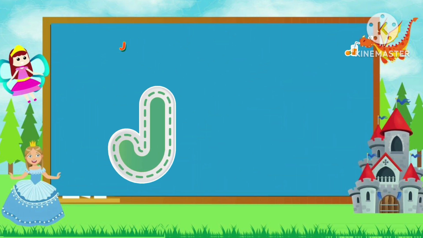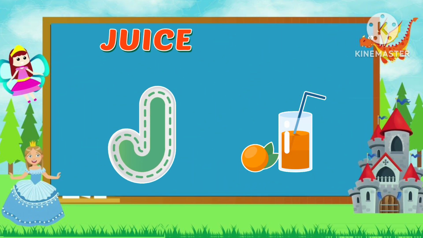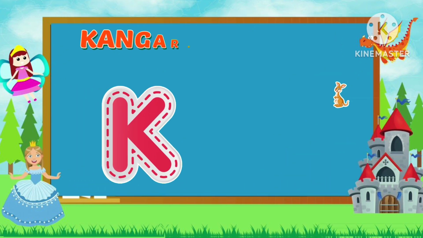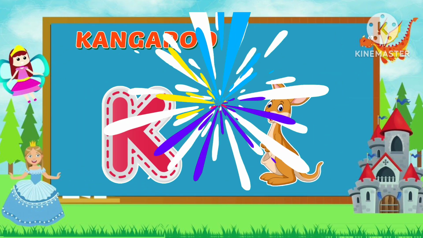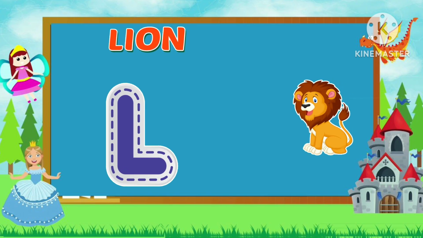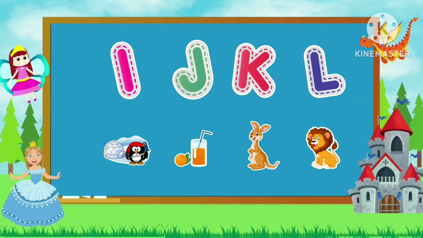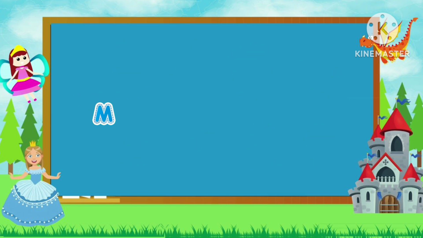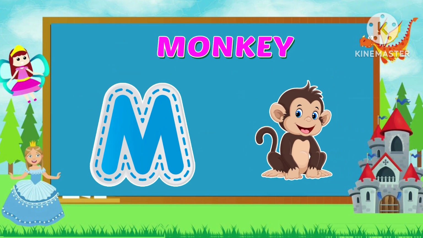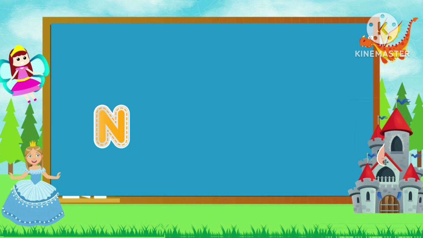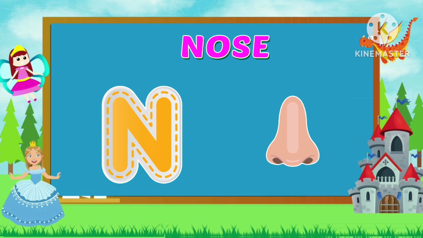J is for juice, juice. K is for kangaroo, kangaroo. L is for lion, lion. M is for monkey, monkey. N is for nose, nose.